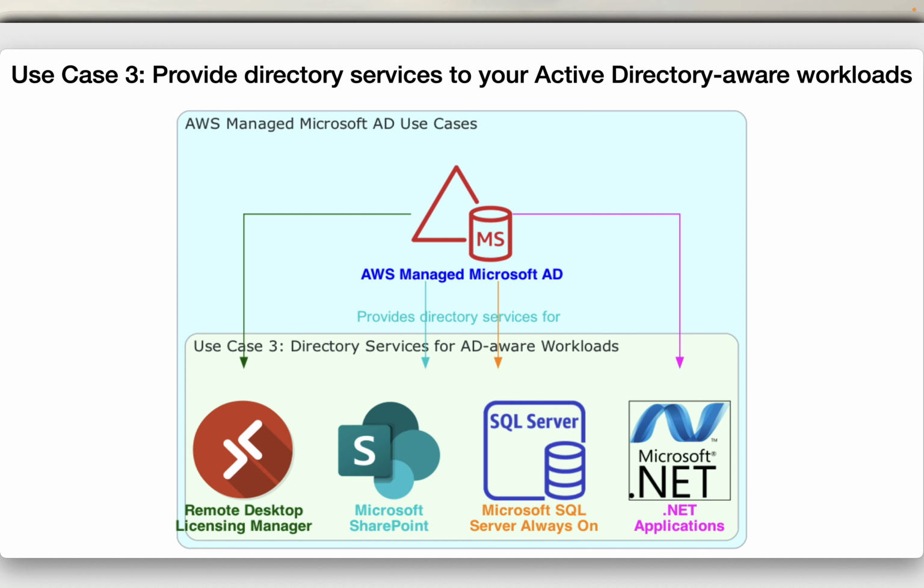Third use case is provide directory services to your Active Directory workloads. So Active Directory aware workloads. You can run traditional Active Directory aware workloads such as Remote Desktop Licensing Manager and Microsoft SharePoint and Microsoft SQL Server Always On in the AWS cloud. AWS Managed Microsoft AD also helps you to simplify and improve the security of Active Directory integrated .NET applications by using group managed service accounts and Kerberos constraint delegation, KCD.